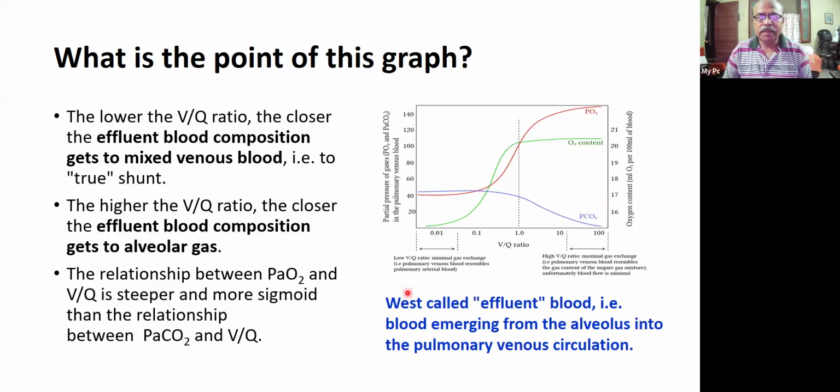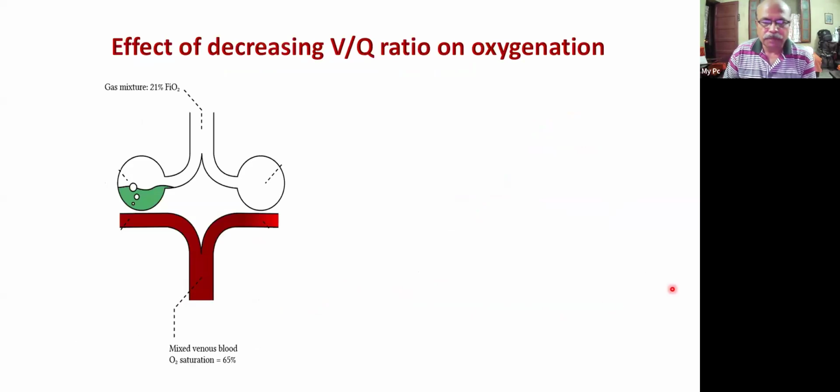So West again has come in. He called the what is the effluent blood? The effluent blood is nothing but the blood which is emerging from the alveolus into the pulmonary veins. Now you look at this picture. There are 2 alveoli, one of them is filled with fluid, and so this vessel is not going to have any gas exchange at all in this region of the alveoli.